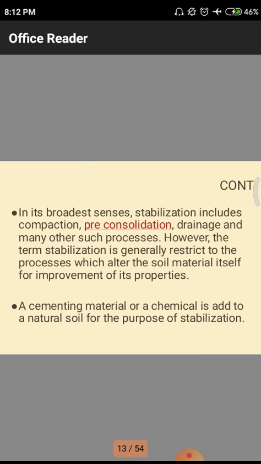Next, the term stabilization is generally restricted to the processes which alter the soil material itself to improve its properties. That means it does not include processes which alter the soil material itself for improvement of its property. Altering means normally alteration.